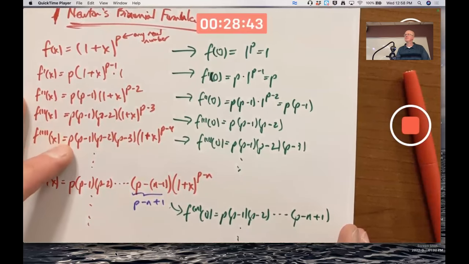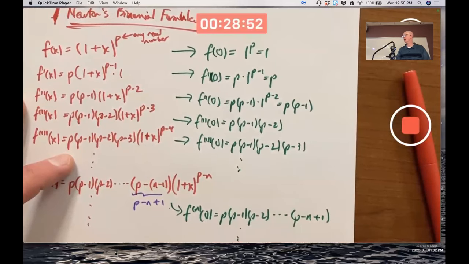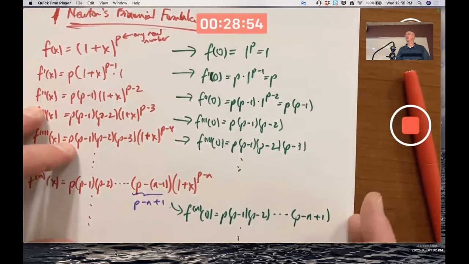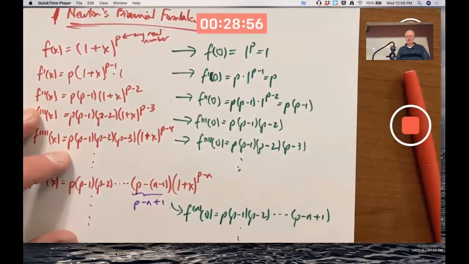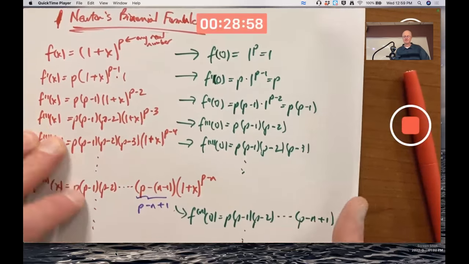Yes, you can. You can relate it to something called, at least when p is a positive integer, a combination n choose r, for example. You have to generalize that in the case where p is not a positive integer, but yes, you can.